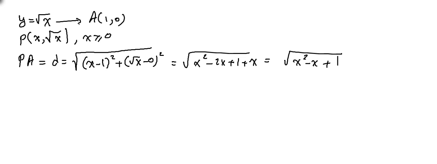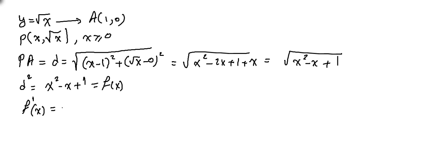Now, the distance d is for sure a positive number. The distance is minimum when d squared is minimum. For d squared, we remove the radical, which gives x squared minus x plus 1 being minimum. So let's take this as f of x and find its derivative. What is the derivative of f of x? It's 2x minus 1. Setting this derivative equal to 0, we end up with x equal to half.